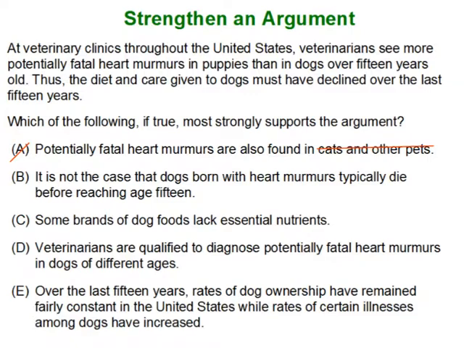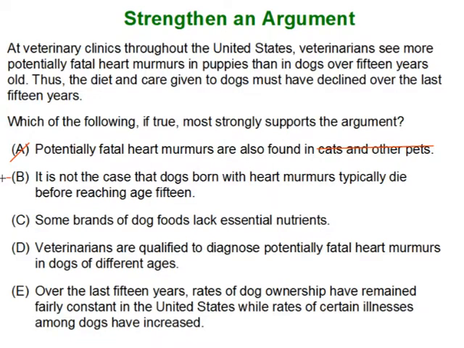With answer choice B, it's not the case that they typically die before reaching the age of 15. There's this negative in there, this not. It doesn't seem to have anything to do with diet. It's not a very appealing answer to folks right off the bat.